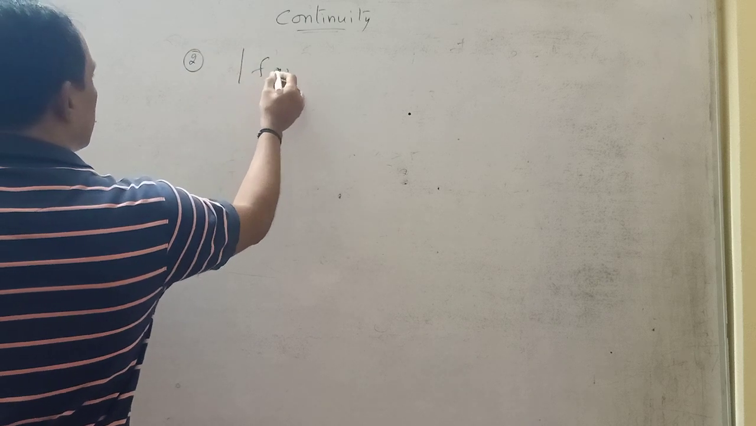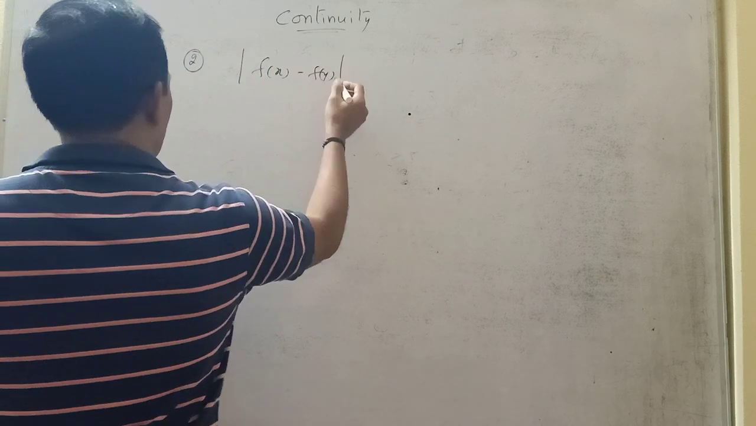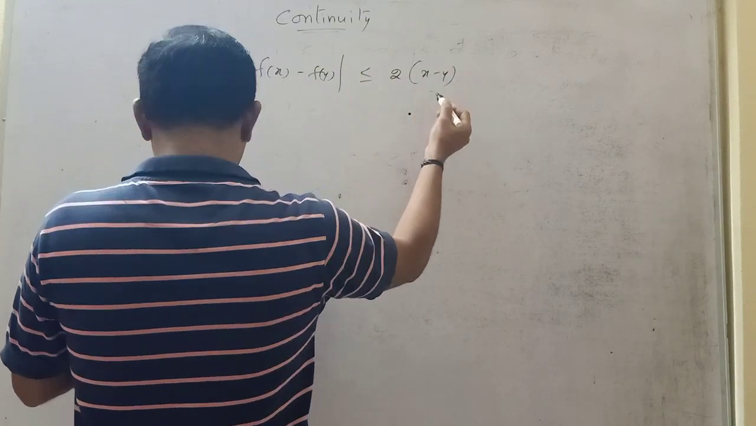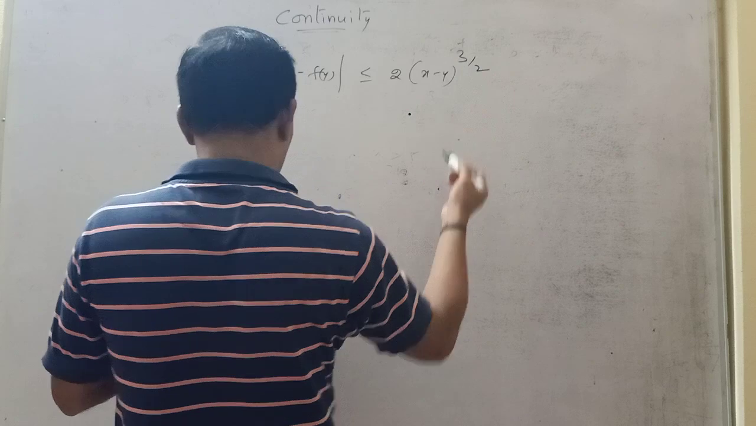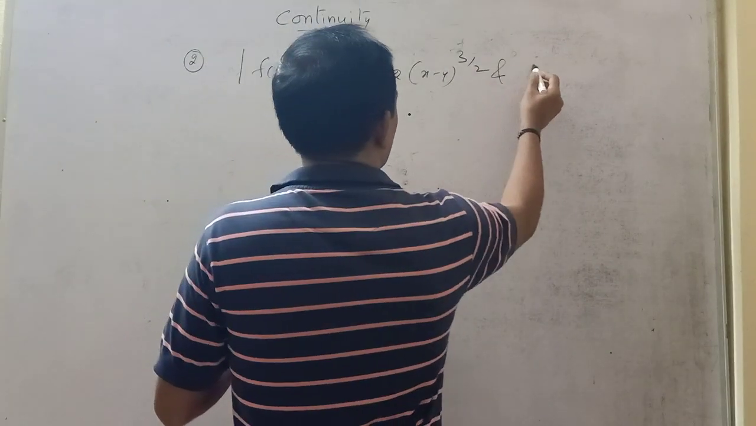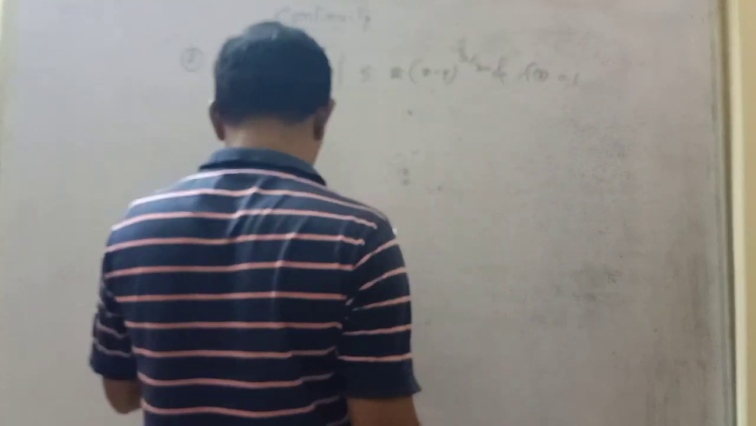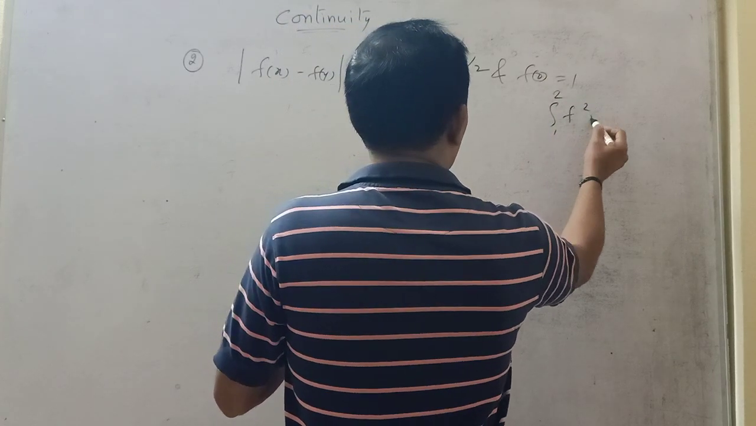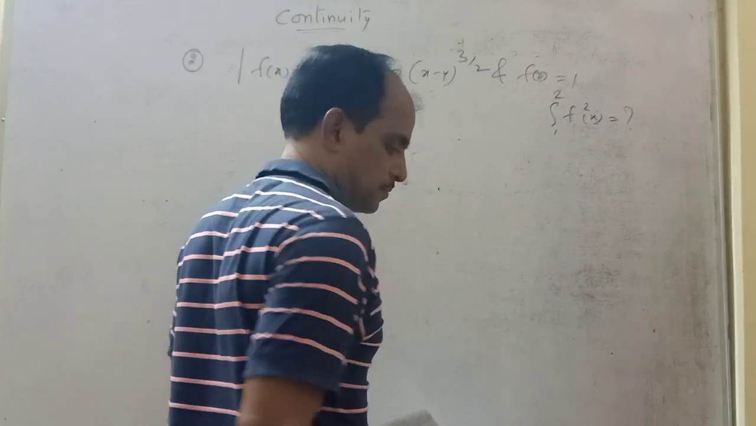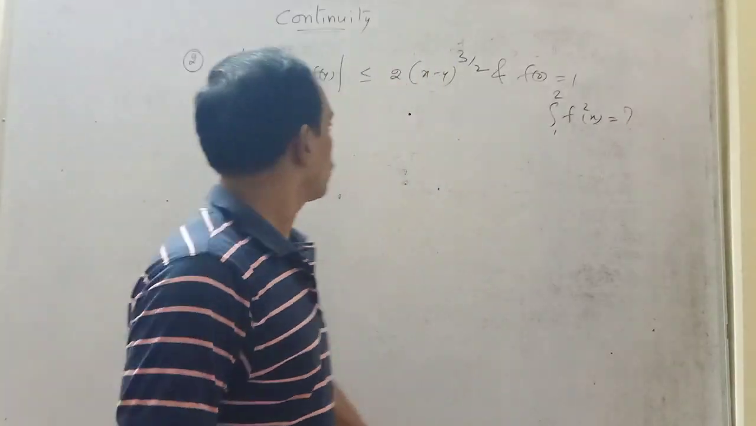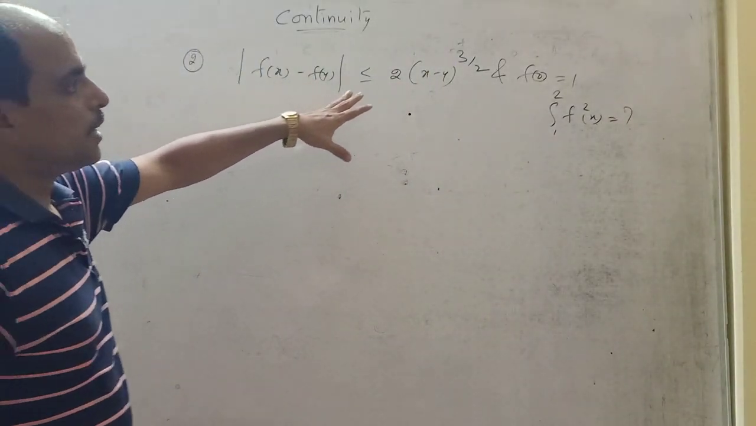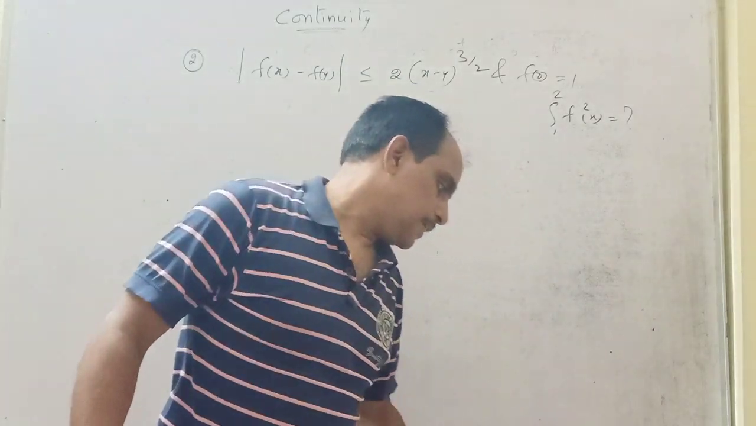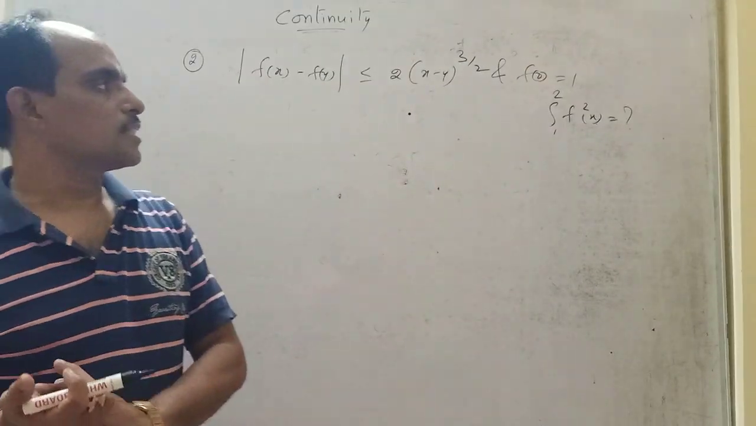Modulus of f of x minus f of y is less than or equal to 2 times modulus of x minus y, whole to the power of 3 by 2, and f of 0 is equal to 1. Then the integral from 1 to 2 of f square of x dx is equal to what? You see the question. So this is the question, and f of 0 is equal to 1. What we have to find is the integral from 1 to 2 of f square of x dx.